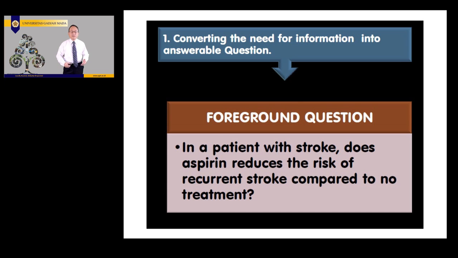Foreground question is, for instance, we have patients with recurrent stroke. What kind of treatment can be used to treat that patient? That's what we call foreground question. Foreground questions mean you provide questions, but there should be an answer for that question. The answer should be available in the journals from the research, the result of the research.